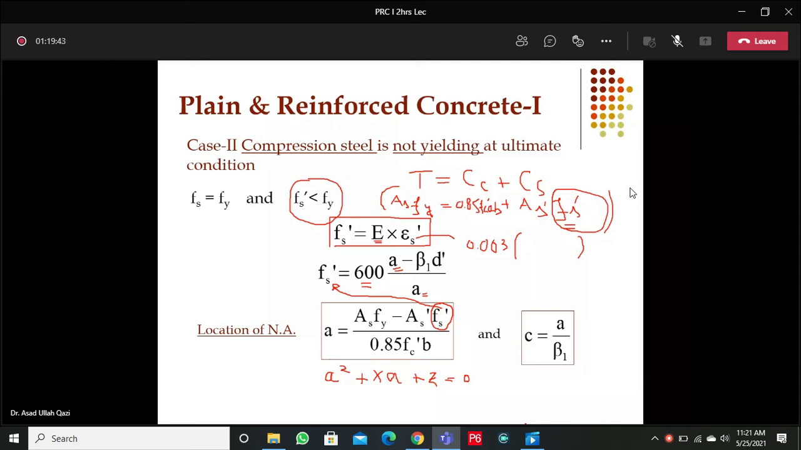So can you help me to get A value by substituting FS prime over here? So you just need your calculators, and just first let me know what is the quadratic equation of A, so that we can solve it to get the neutral axis of case 2 example problem.